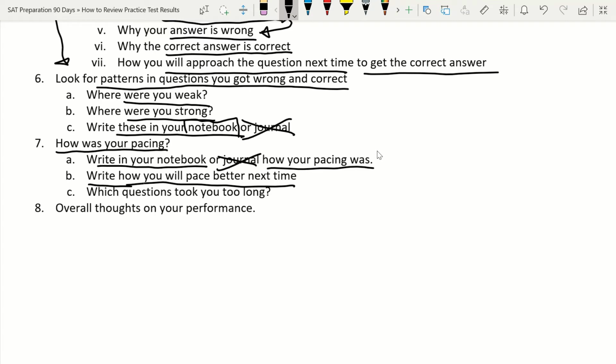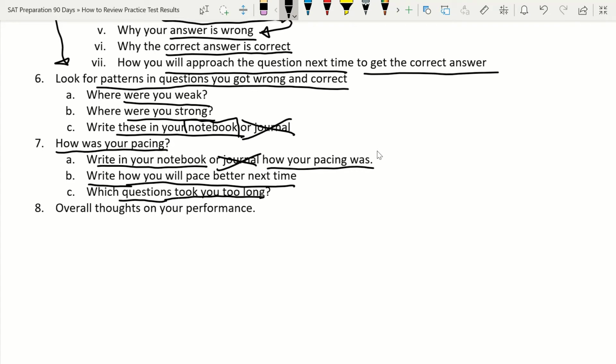If not, go back, look at the first half an hour, get a better look at it, and understand how I recommend pacing and how is your pacing, how can you improve it next time, right? Which questions took you too long, right? That's another thing. Say you got a question right, but it took you 5 minutes on the math section. That's too long. You got to get to the correct answer quicker.